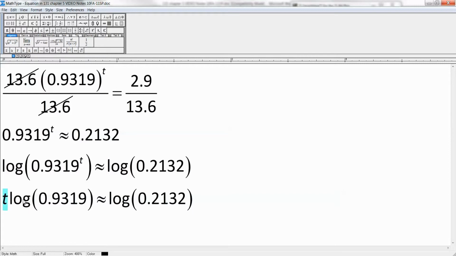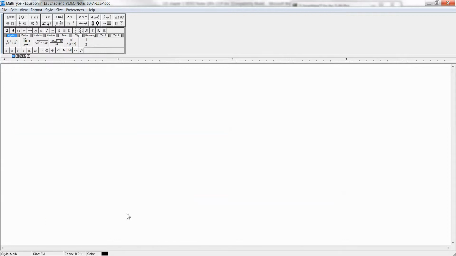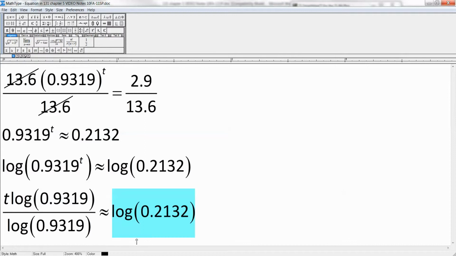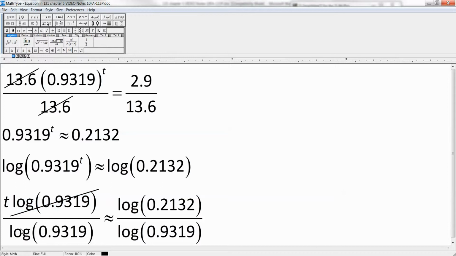But wait, that's multiplication right there. So multiplication, the inverse of that is division. So what we're going to do is divide both sides by the log of 0.9319. Whatever the heck that is. I mean, it's just a number on your calculator. It's not like you get to know what it is or anything, right? So that'll make the whole log thing, here, let me make it go away. It'll make it all disappear.